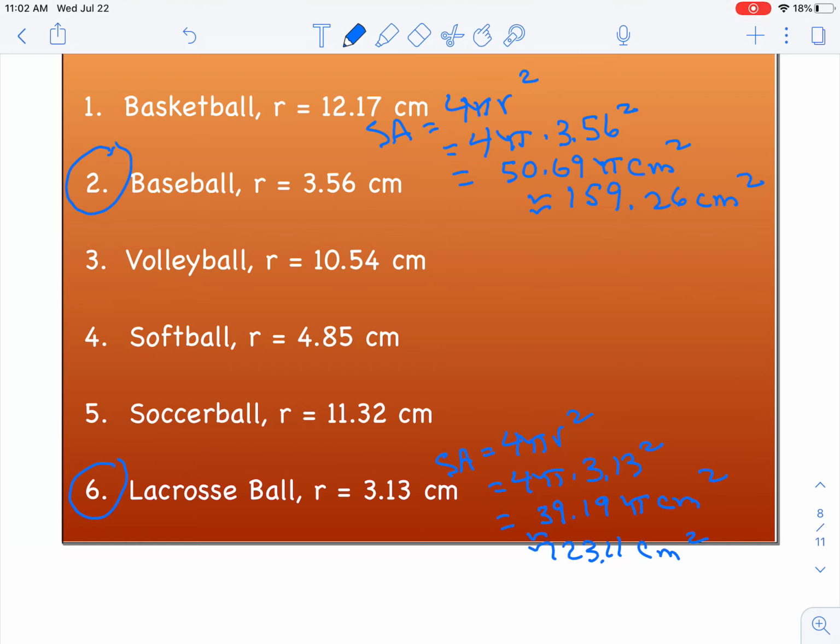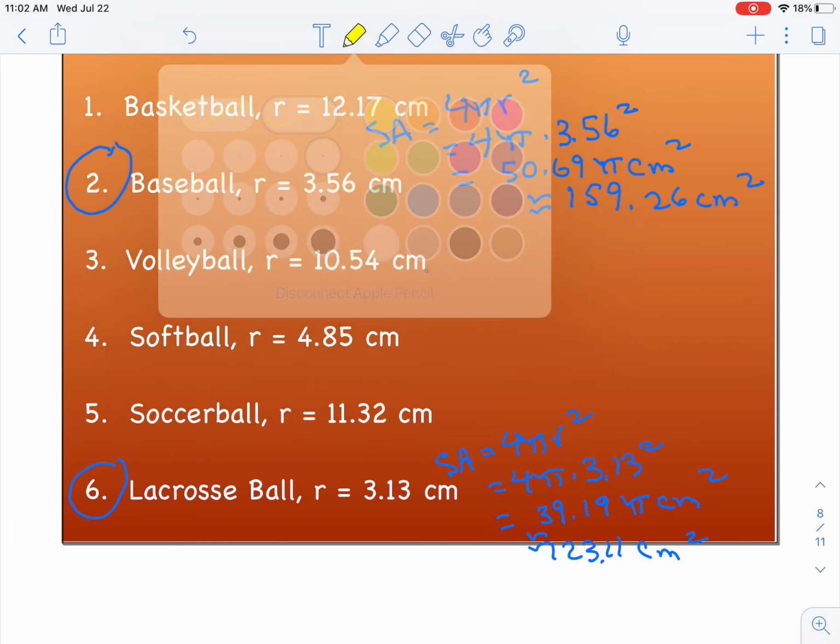to 3.13, that's only a radius of 0.43 centimeters bigger, but our surface area is quite a bit larger. Because remember, it doesn't just get the same number of times bigger, it gets the same number of times squared bigger. Remember our work with that.